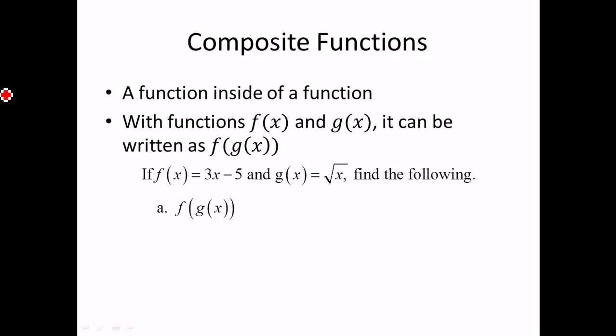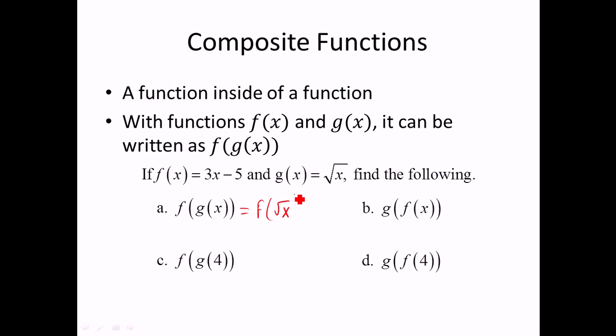Now, remember, we did these four in class, but just to really go over it one more time so that we are clear. If g of x equals the square root of x, then really we're trying to find f of the square root of x. And f of the square root of x would just be 3 times the square root of x minus 5, because wherever we see an x, we just put square root of x.